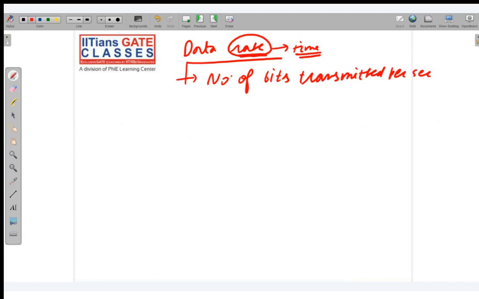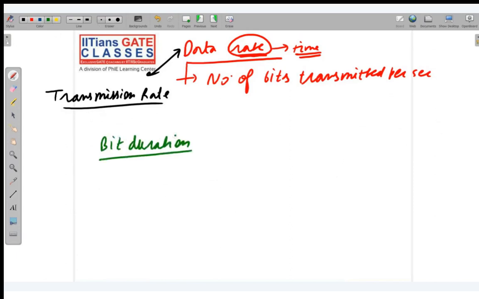But bit duration is a different term. Let me give you an idea of that also. Next is bit duration. Duration means again time, but what do you mean by bit duration? By common sense, you think of the duration of doing a task, meaning how long you have done that task. If you say my duration was 2 hours, that means for 2 hours you have done the work. Similarly, bit duration means how long the bit lasts on the transmission media.